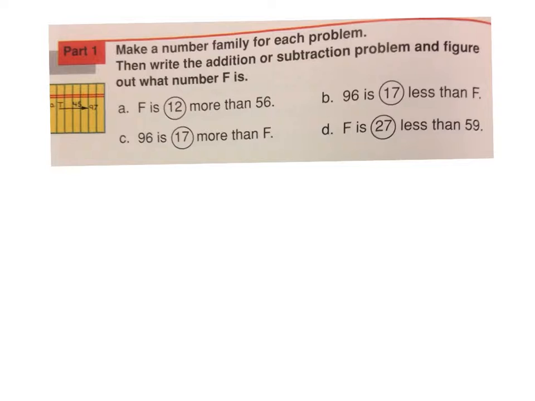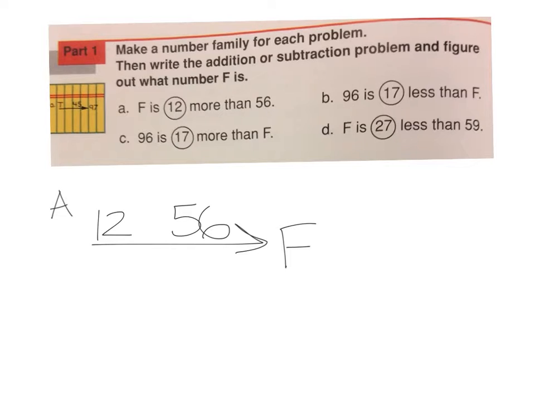So in order to do it for A, when we're reading it by skipping the circled number, it says that F is more than 56. So if F is more, that means that F is the big number and 56 is the small number. So now that I've placed those two, I go back and I see the number 12 is circled, and that goes on my line as a small number.